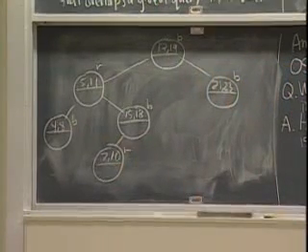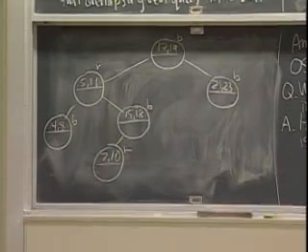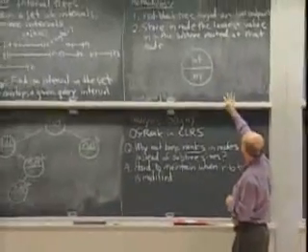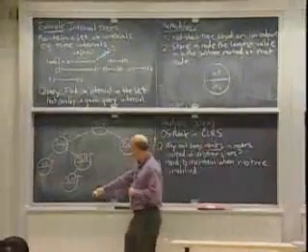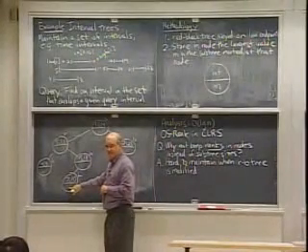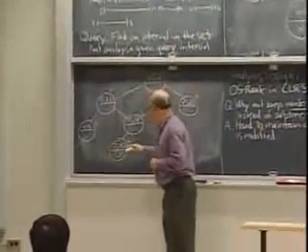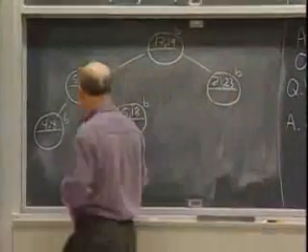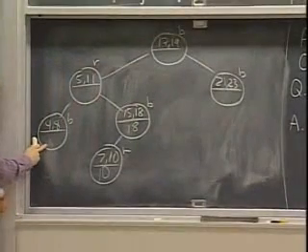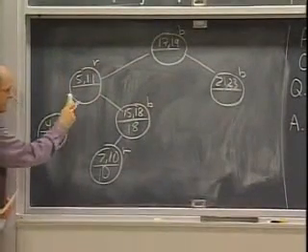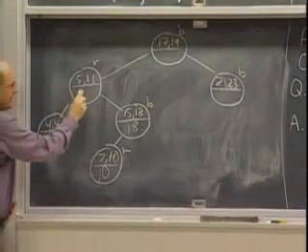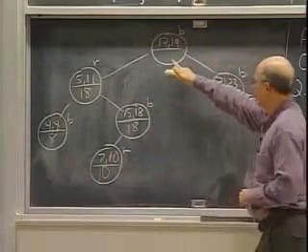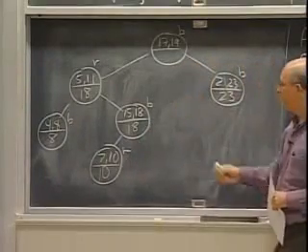Good. Okay, so now let's compute the M value for each of these. It's the largest value in the subtree rooted at that node. So what's the largest value in the subtree rooted at this node? 10. Okay, and in this one? 18. And in this one? 8. 18. Okay, that one's 23. That's 23.